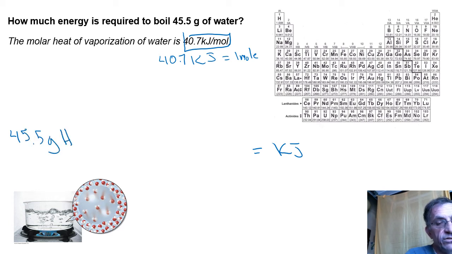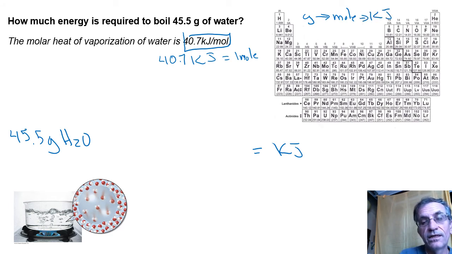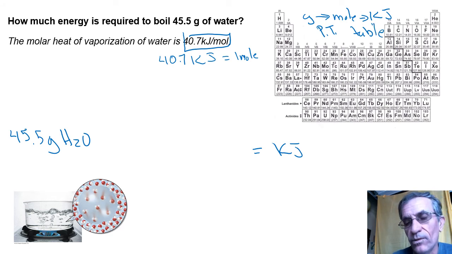So in this one, you're going to have to do a little extra work. You have grams of water, 45.5 grams of water. So you're going to need to go from grams to moles. And then we can go from moles to kilojoules. So how can you do that? Well, grams to moles, oh, we've done that before. That's your periodic table, right? And then moles to kilojoules, you would use this number. Usually you get it from the table, the 40.7 number.